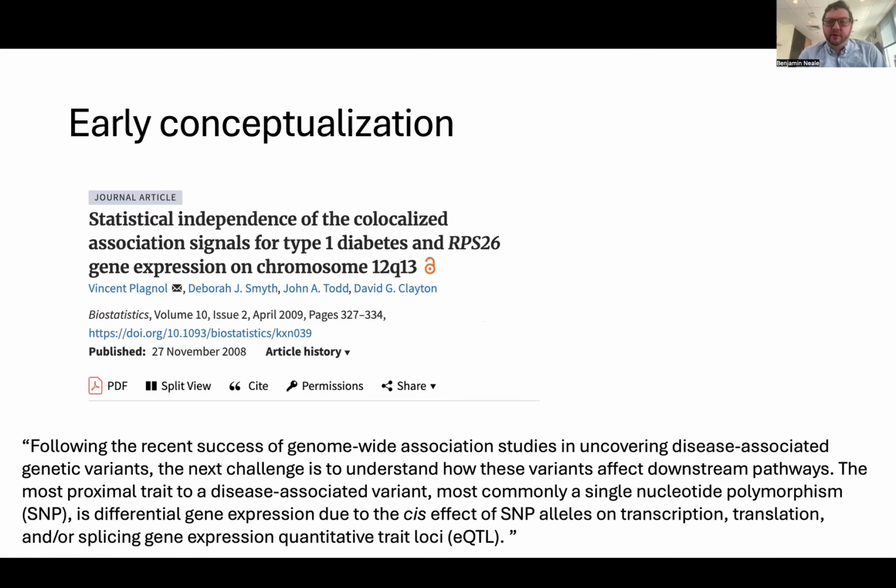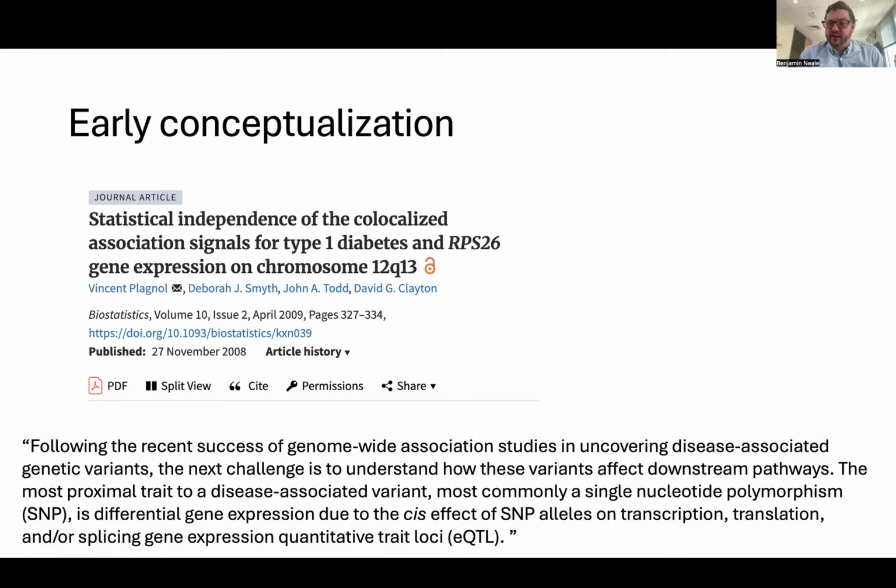So, after the first wave of genome-wide association studies, there were a raft of signals identified, new genetic associations, and most of these were to non-coding regions of the genome. And so the natural next question, I think, is really beautifully laid out in the introduction to this paper from Vincent Pagnol and colleagues all the way back in 2009. And you can read the block of text at the bottom of the slide.